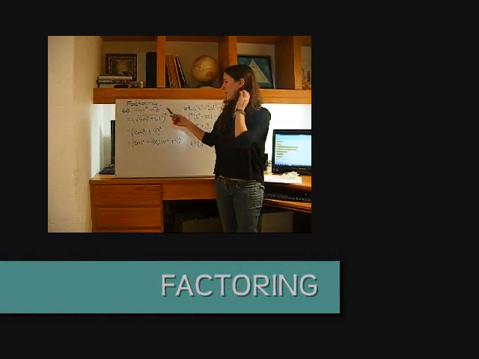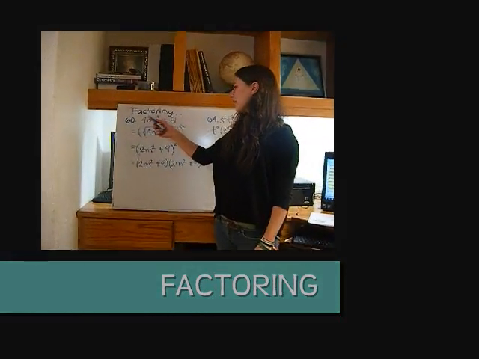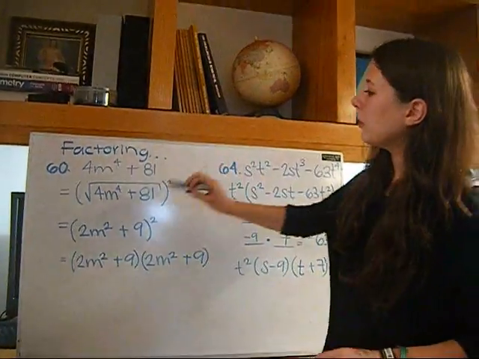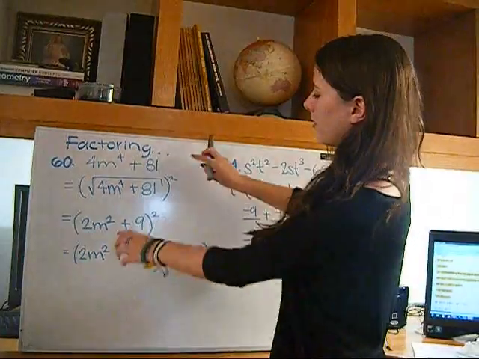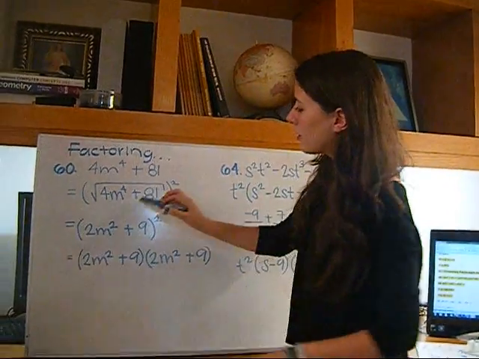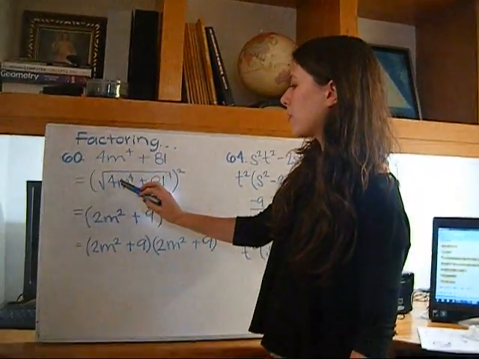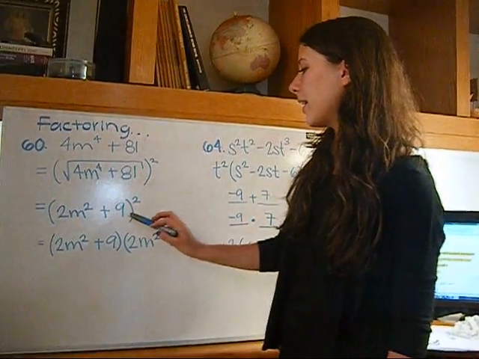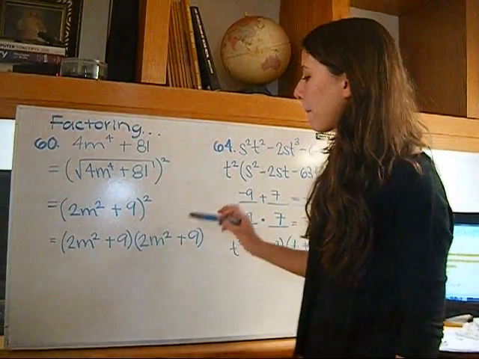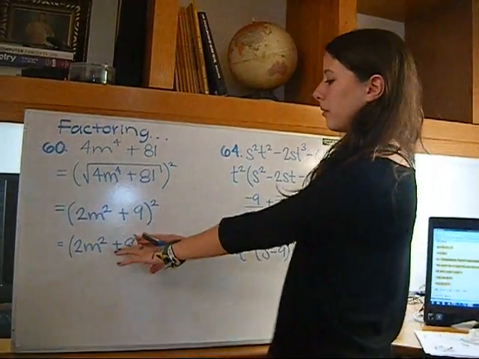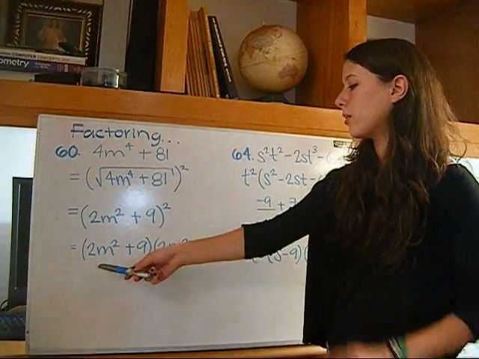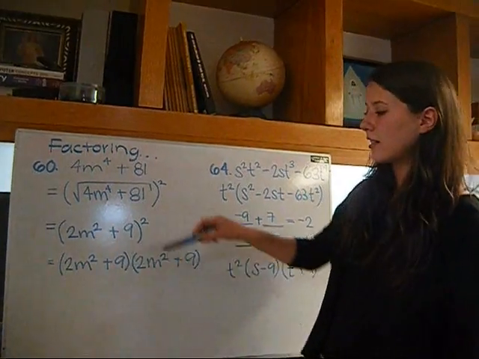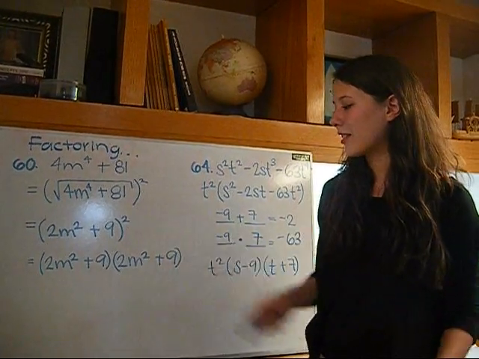Some factoring examples are this one. The first one is 4n to the 4th power plus 81. And to factor, we're going to find the square root, but to cancel it, it's to the second power. So then we're going to get the square root of each term, and it's going to be 2n to the second plus 9 to the second power to cancel it. And then we'll just open the parentheses, so it's 2n to the second power plus 9 times 2n to the second power plus 9.